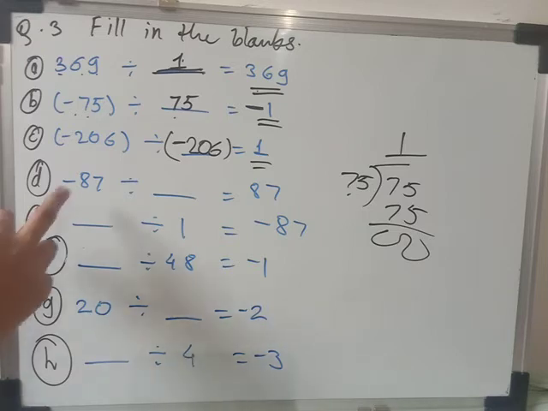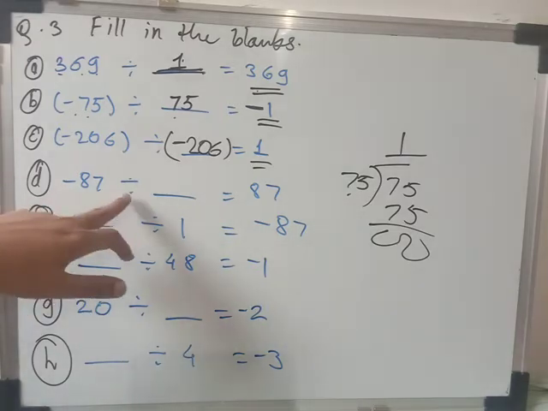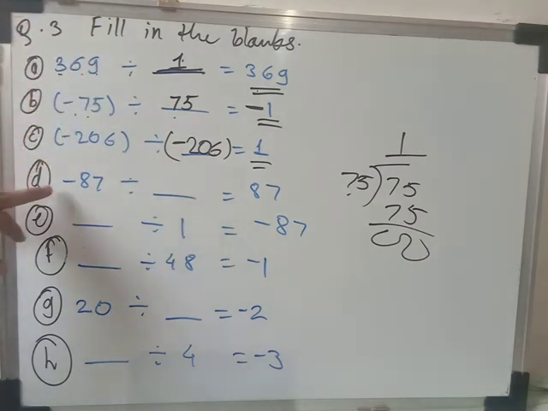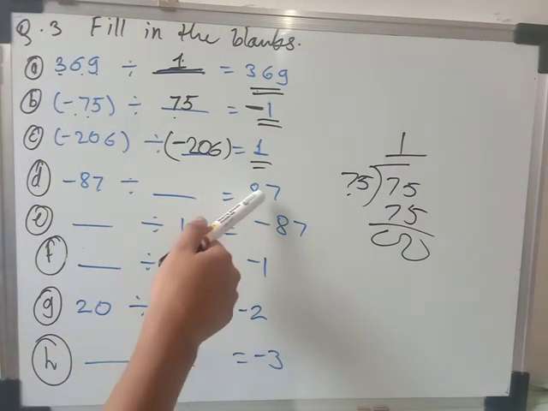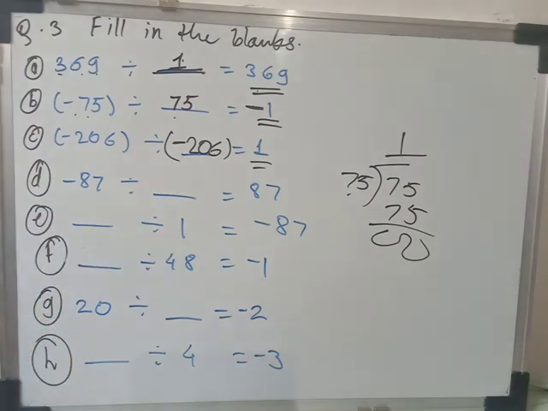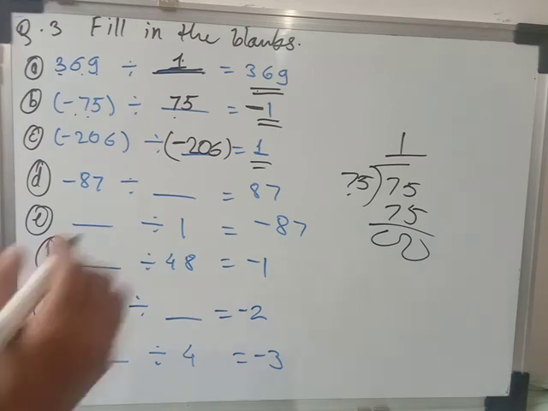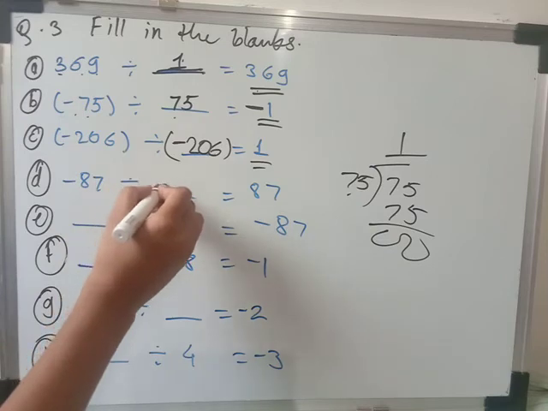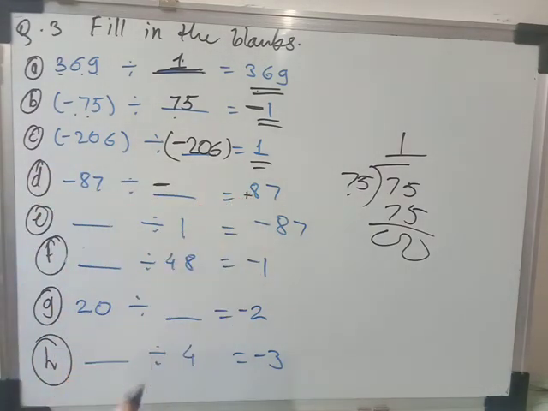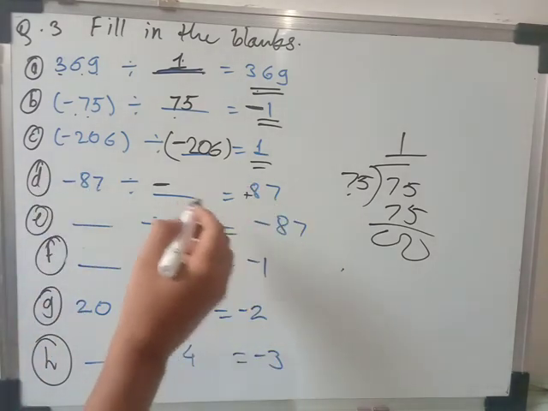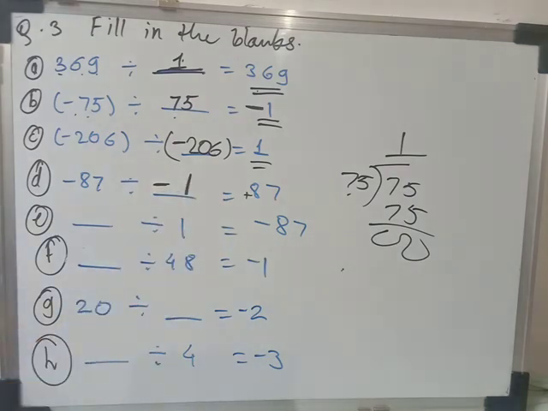Now D is minus 87 divided by blank, similar to the first one, but here a negative integer is there. The answer is 87. So with what should I divide minus 87 to get positive 87? Whatever number comes, that will be negative, because negative divided by negative becomes positive. So here minus 1 will come, because only if I divide by 1 do I get the number itself, otherwise not. If we divide by 1, we'll get 87.